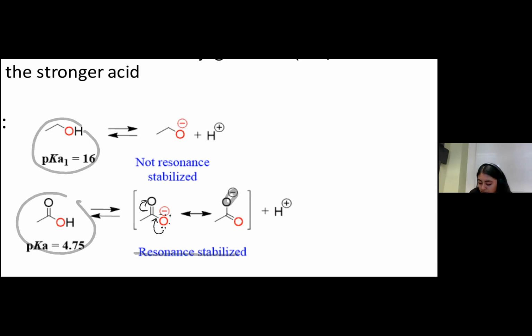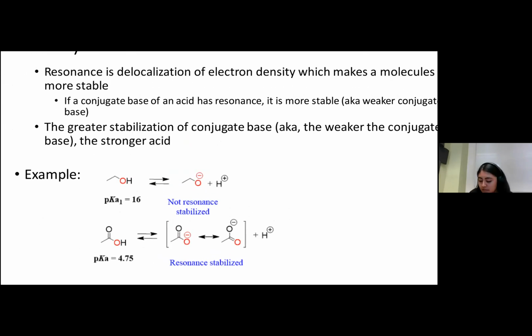So if we look at the pKa, this pKa value is much lower as compared to this one. So this is more acidic. When molecules have resonance, they're more stable. So when we're looking at conjugate bases, if it has resonance, it's going to be more stable. Are there any questions on that?